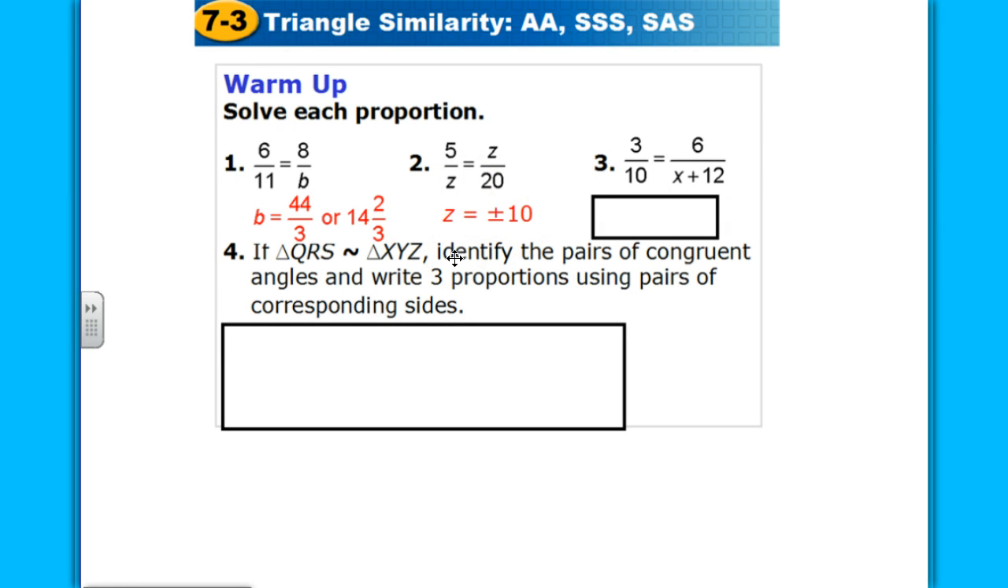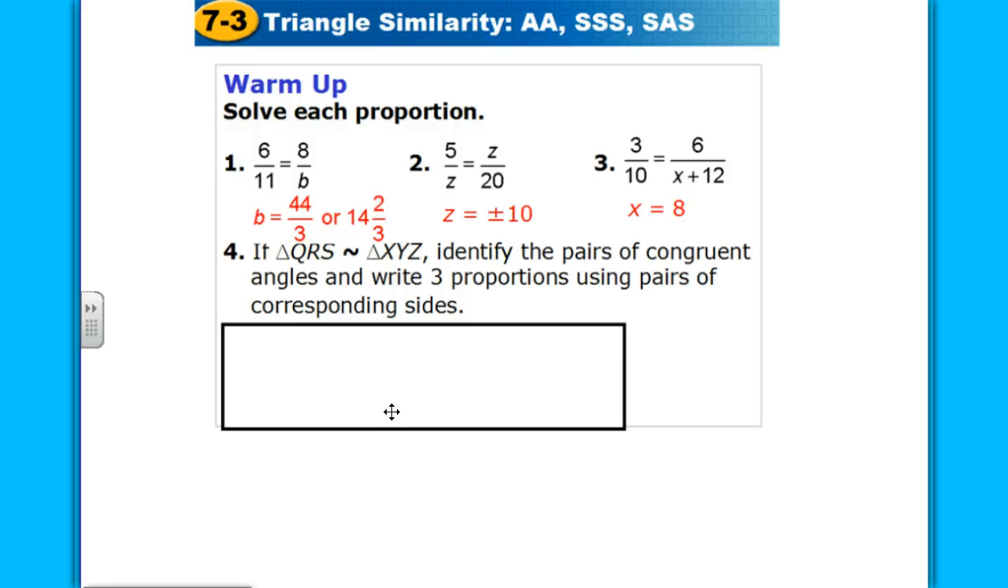Okay? And then this one, Andrew, number 3. Good. X is 8. And then here again, similar triangles have congruent angles. They have the same shape, so their corresponding angles are congruent, and their sides are proportional, not necessarily congruent. If their sides are congruent, then the similar triangles are also congruent triangles.